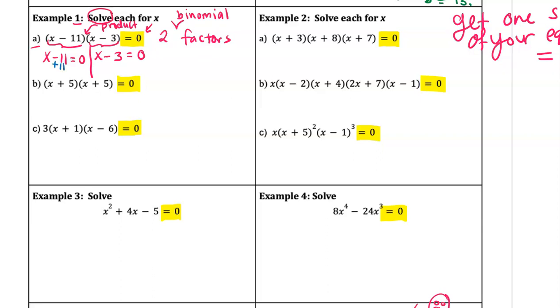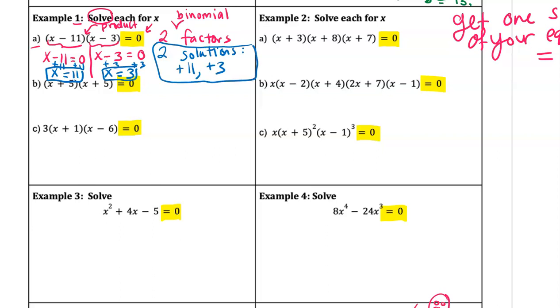So if the x minus 11 factor was 0, then one solution I could get is positive 11. If x minus 3 is one factor that's equaling 0, then the second solution would be 3. So this had two solutions. It had two factors, which created two solutions of positive 11 and positive 3. These would be our answers to example 1a, 11 and 3.